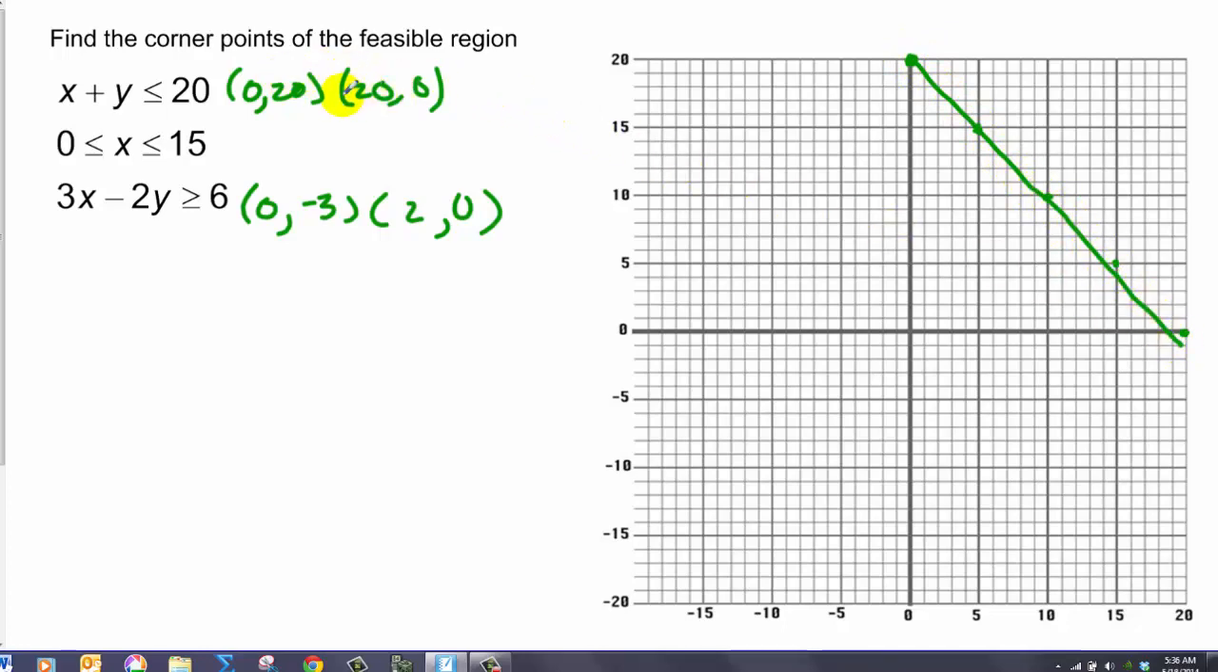use my sample point of 0, 0, and I get 0 is less than 20, which is true, so this would shade down. Here is x is equal to 0, and x is equal to 15. It's here. Shade between the two. So, and then at 0, negative 3, and 2, 0, and then I graph that.